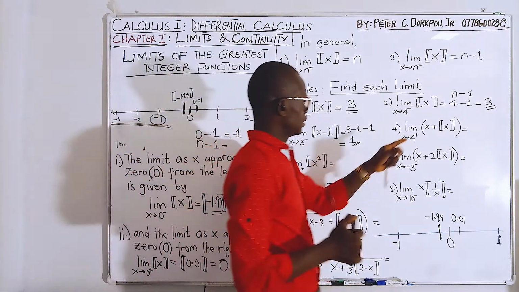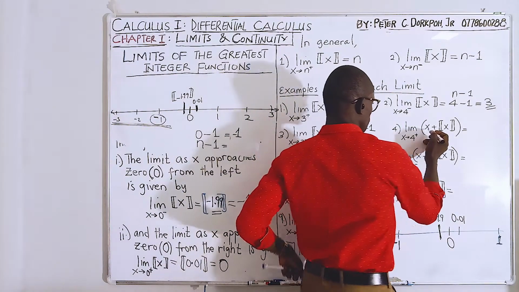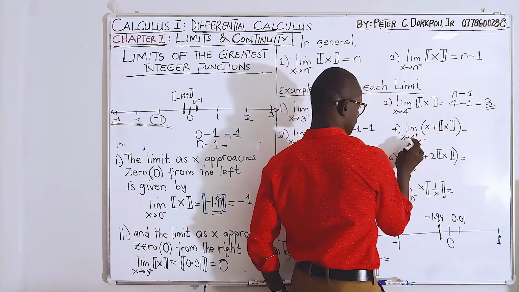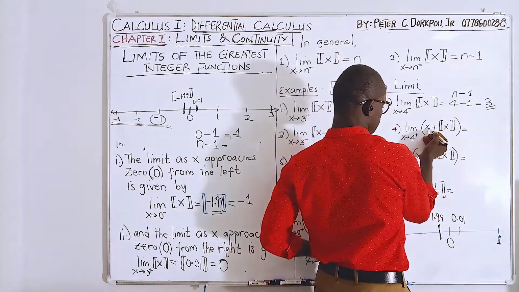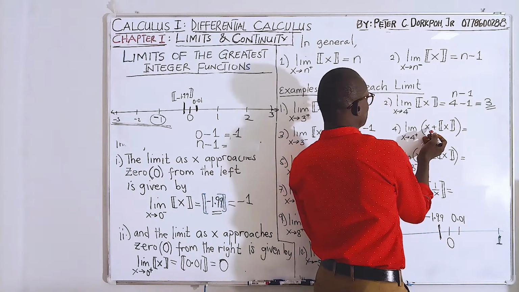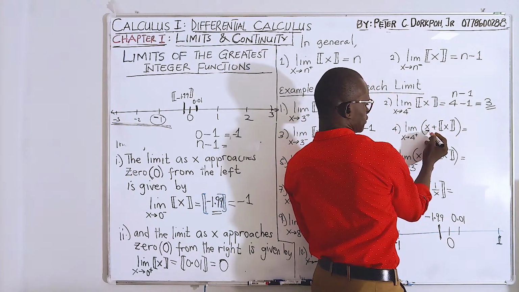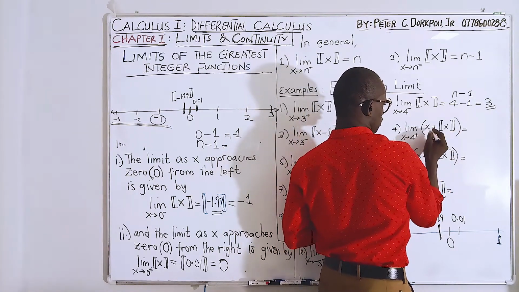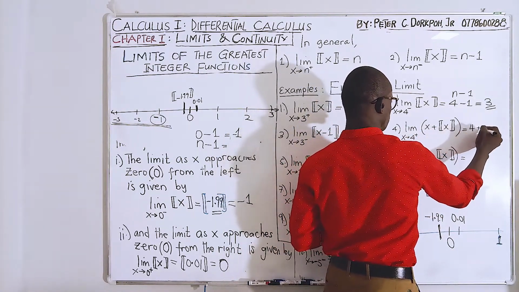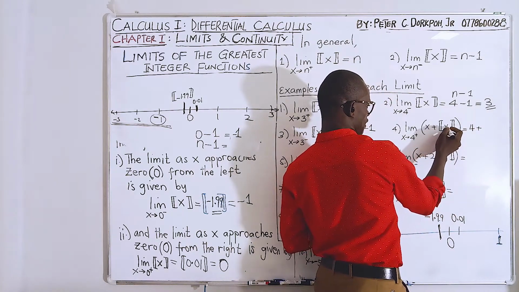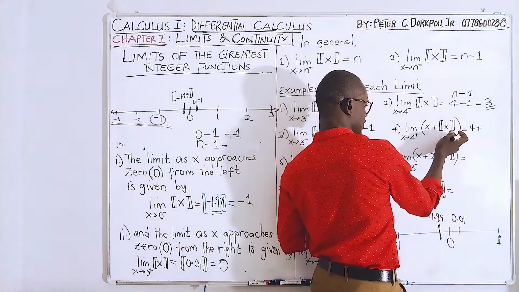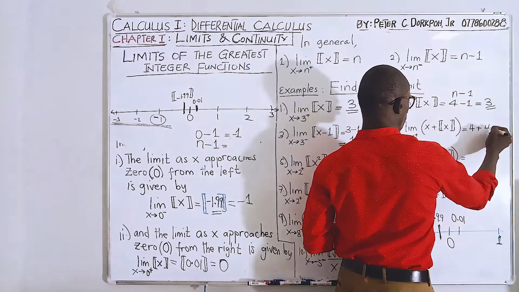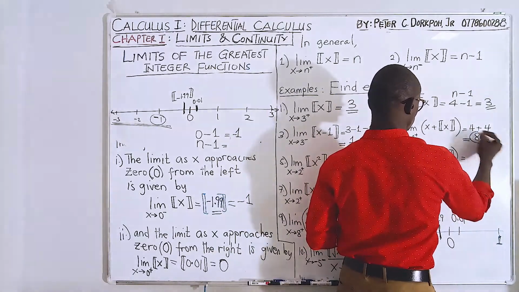Number 4, the limit of x plus the greatest integer of x as x approaches 4. For this case, remember, we do not apply the greatest integer property on this x because it has no greatest integer symbol. We only apply it on this one. So we have 4 plus, now the greatest integer of x as x approaches a particular value from the right is just equal to that value. So it's 4 plus 4, which is 8.